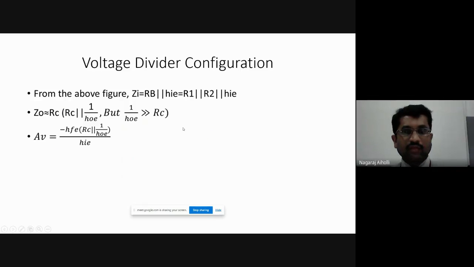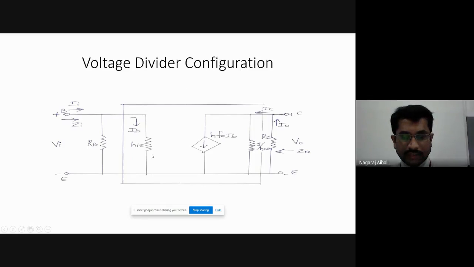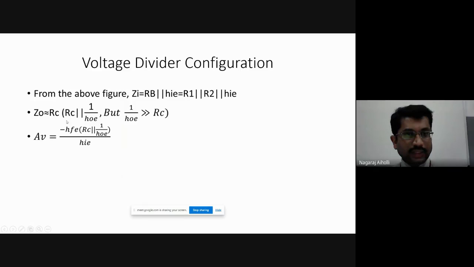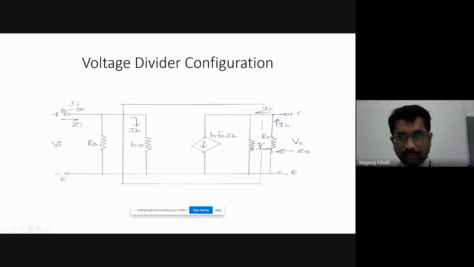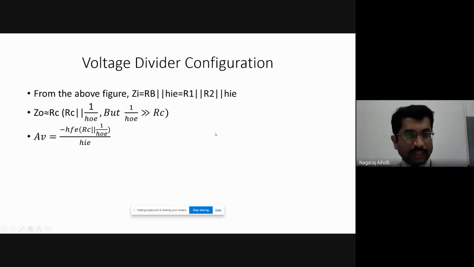Next, we have to find the performance parameters. So what is Zi? It is RB parallel HIE, where RB is R1 parallel R2. Z0 is RC parallel 1 upon HOE. But as the value of output resistance, that is 1 upon HOE, is larger as compared to capital RC, the parallel combination of 1 upon HOE and RC will be RC only. Therefore, we get here capital RC.